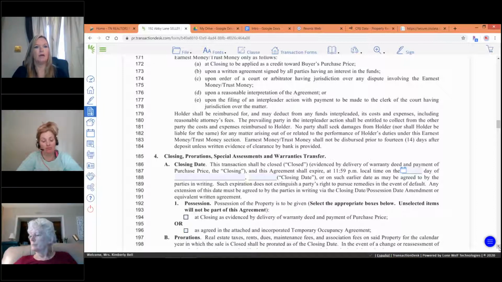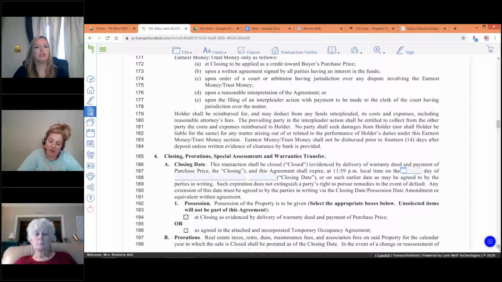Line 179, the holder shall be reimbursed for and may deduct any of the funds for interpleader, its cost and expense, including reasonable attorney's fees. This is why you need to make sure that there's enough money. $500 is barely enough money to file the interpleader, let alone attorney fees. The prevailing party in the interpleader action shall be entitled to collect from the other party the costs and expenses reimbursed to the holder. So whoever wins has to pay everything. No party shall seek damages from holders for any matter arising out of the related performance of holder duties under this earnest money section.